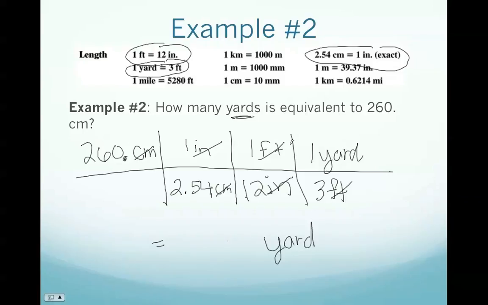Okay, we multiply everything across the top, divide by everything across the bottom. Be very careful how you set this up in your calculator, making sure you're paying attention to the order of operations. And if you do that correctly, you should get 2.84 yards. And again, I rounded this because my given value was in 3 sig figs, so my answer is in 3 sig figs.